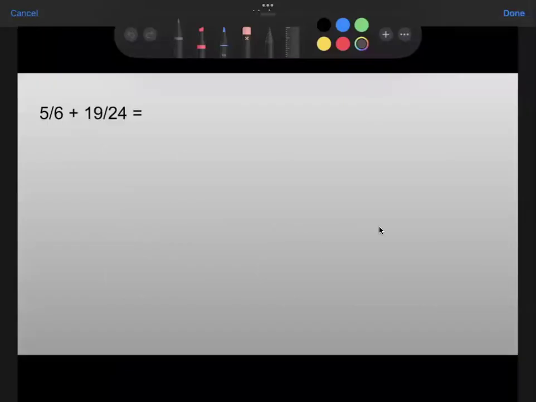Okay, here is our last example for today's video. We're going to take 5 over 6, and we're going to add it to 19 over 24. Okay, so again, to add those together, they have to have the same denominator. So I'm going to start by looking at the smaller denominator of 6 to see if I can multiply that to give myself 24, the larger denominator. 6 times 4 gives me 24, so that's what I'm going to do there.